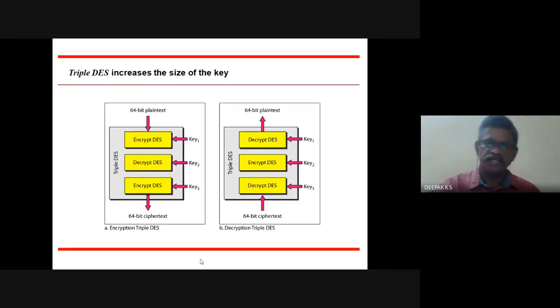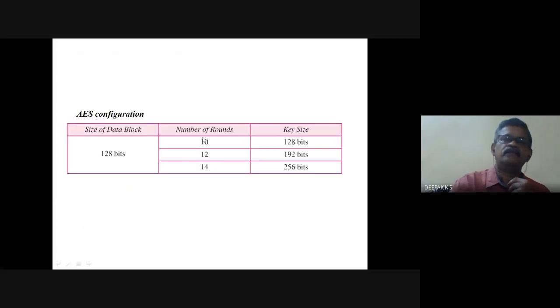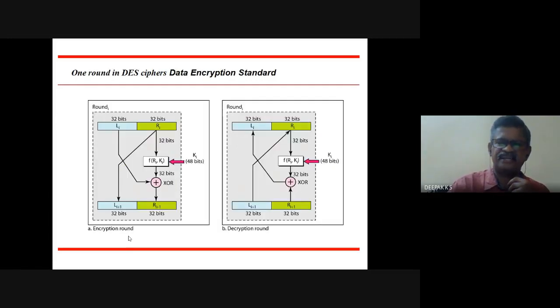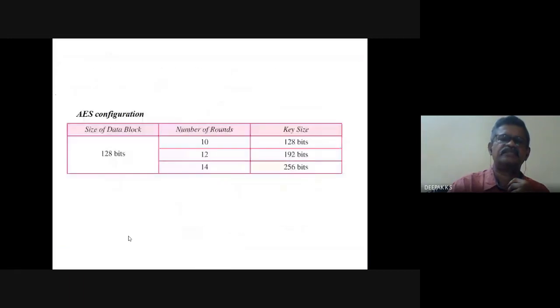Now a little more advanced. You have triple Data Encryption Standard. For 10 rounds you have 128-bit keys. Next, 12 rounds you have 192-bit keys. 14 rounds, 256-bit keys. So each has 10 rounds, so many rounds, and triple DES is there. A bit more, the key size is enhanced. Key size is increased.